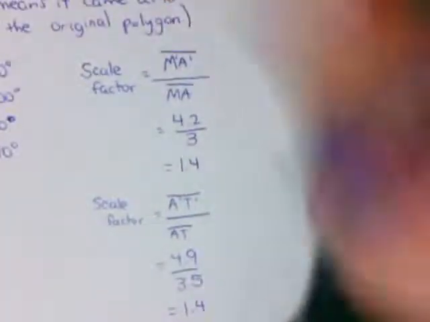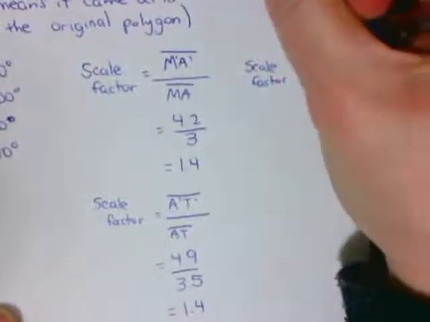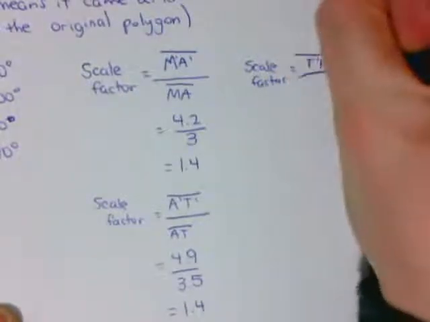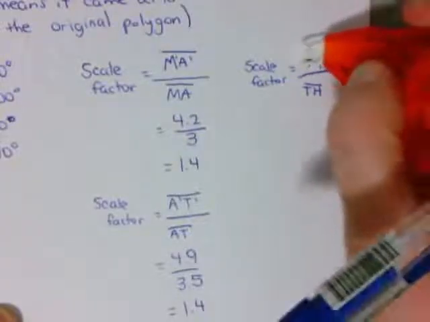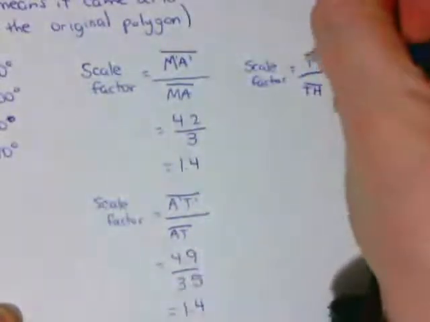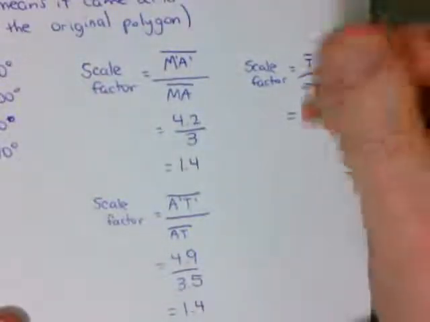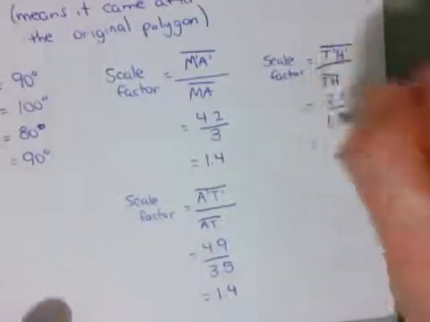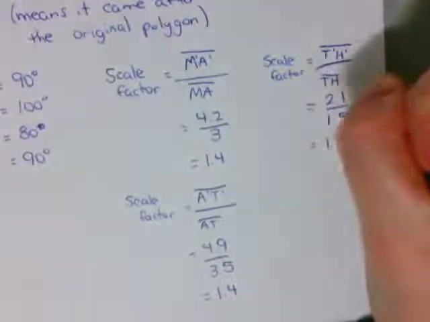So moving along now, we're going to go back, some more scale factors. This time we're going to do T prime H prime, and then we divide that by TH, the line segment. Sorry, I'll just put this up here. Okay, and so then what we're looking at is 2.1 divided by 1.5, which equals 1.4, which is what we want to see.